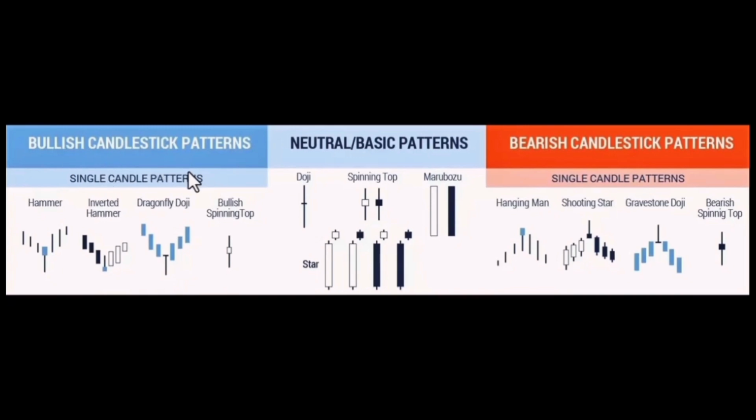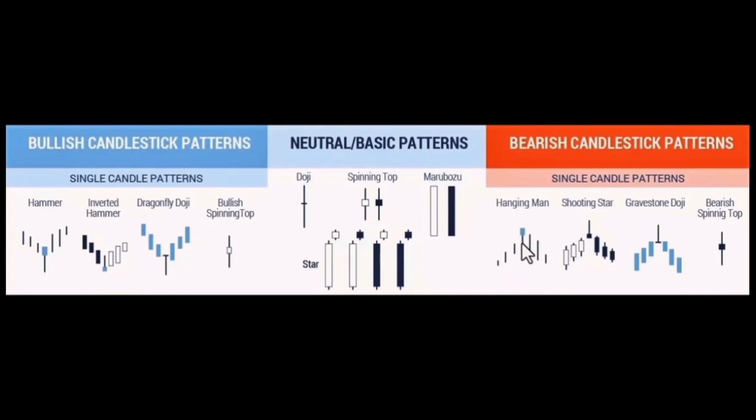Next, we have neutral or basic patterns, which are doji, spinning top, mariposa, and star. And last but not least are the bearish candlestick patterns, of course the single ones, which are exactly the opposite, one by one, of their equivalents in bullish candlestick patterns. So hanging man is exactly the opposite of hammer. Or let's say the hanging man is exactly the hammer, but it happens when the price wants to reverse from a resistance zone, which I'm going to talk about later on.